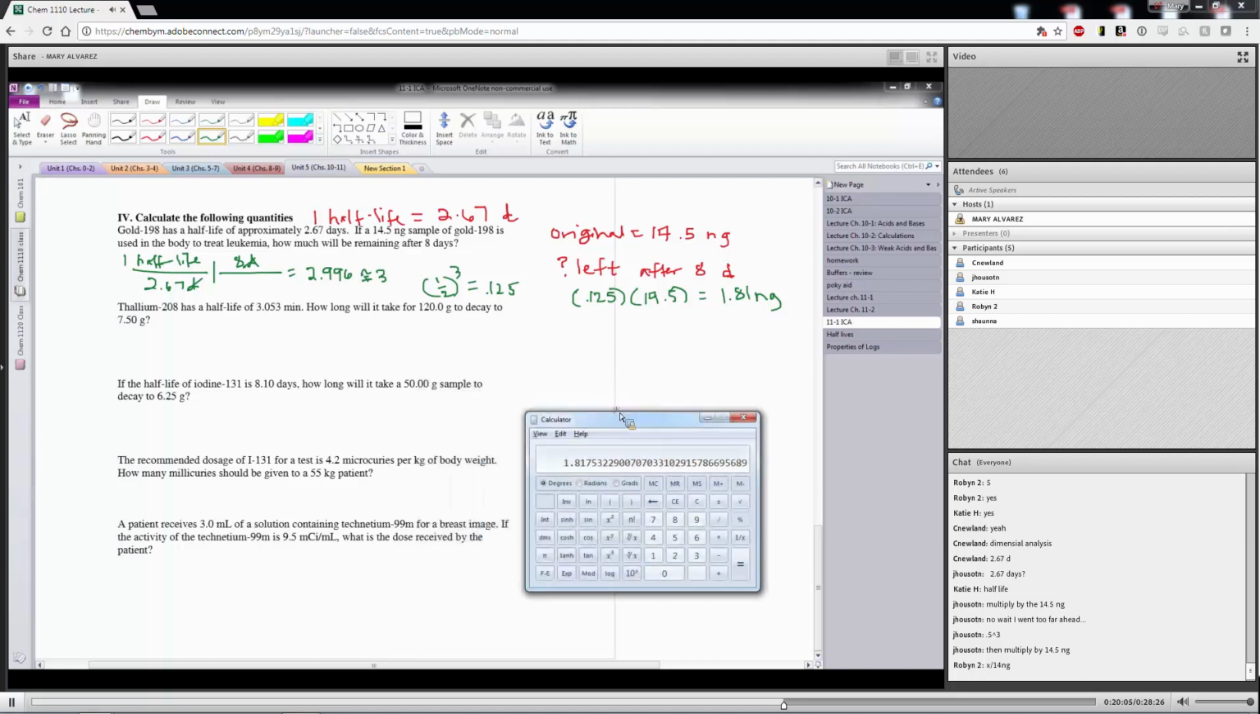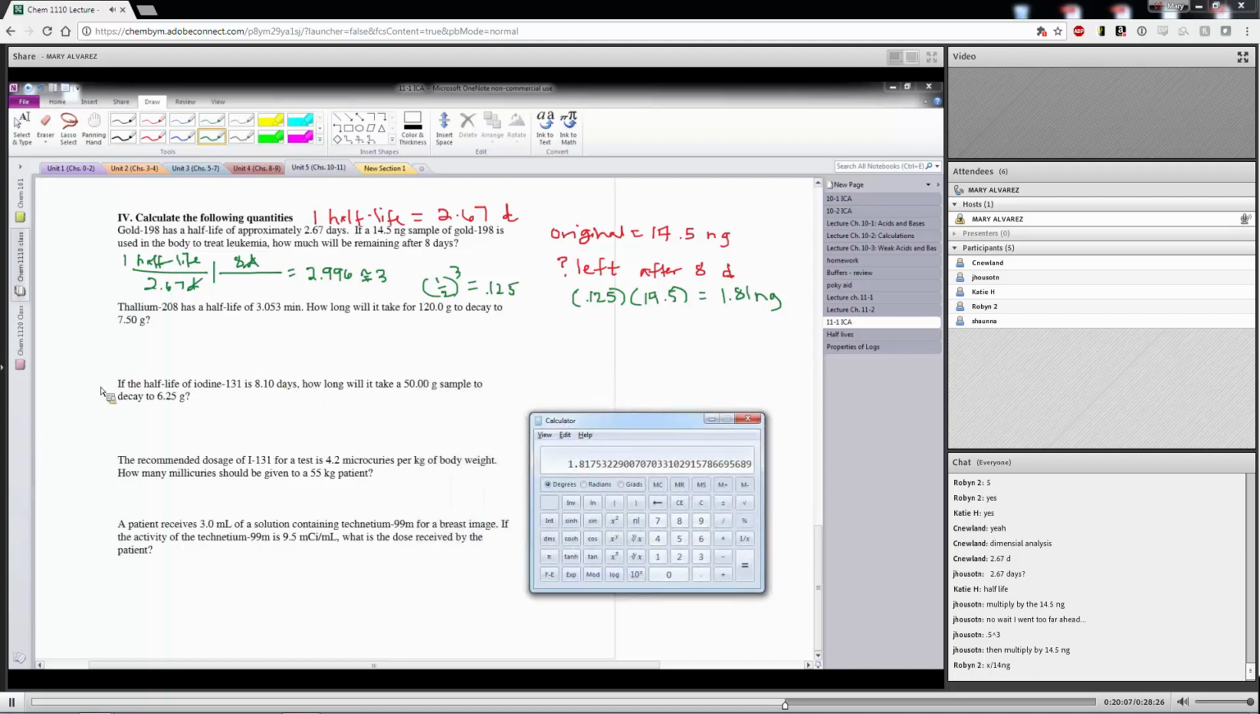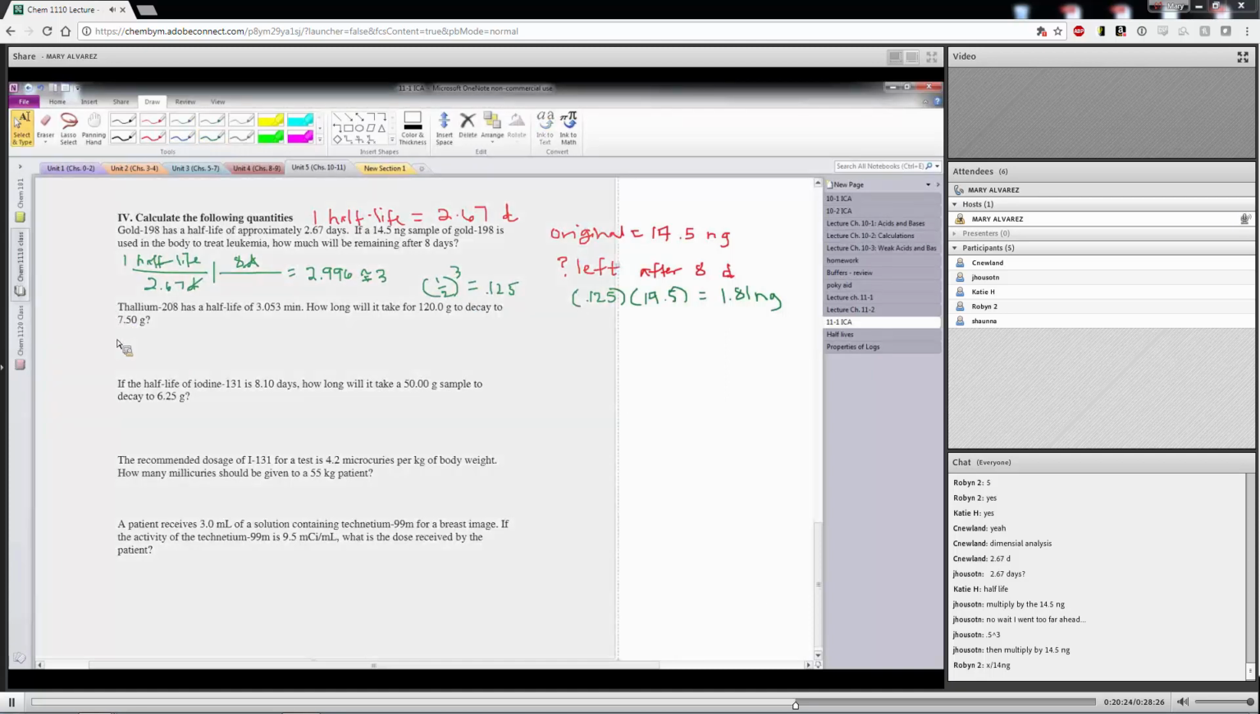Excellent. Okay, I did intend for these problems to round to whole even numbers to make it easier on you. But let's see how to do it both ways, because it's nice to be able to check your work here. These next two are basically identical problems. So let's do the second one with you guys. We'll play around with it. So half-life is 8.10 days.